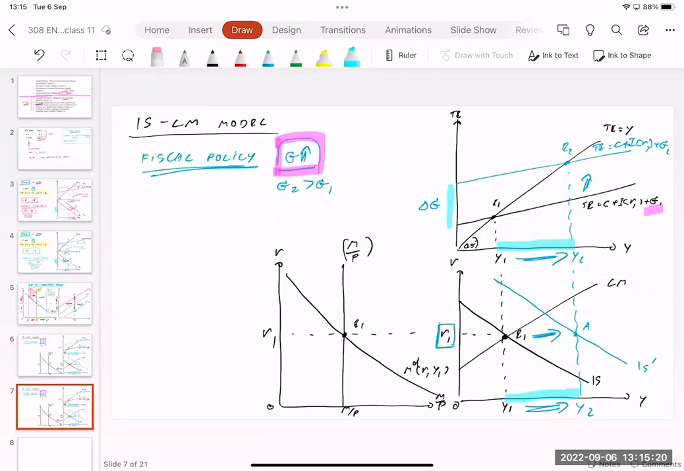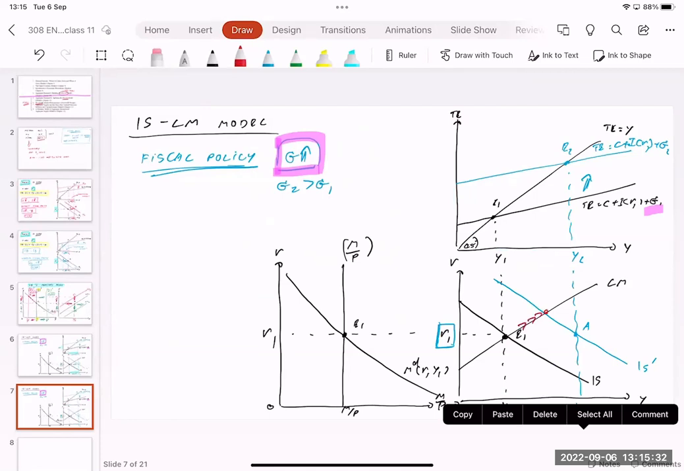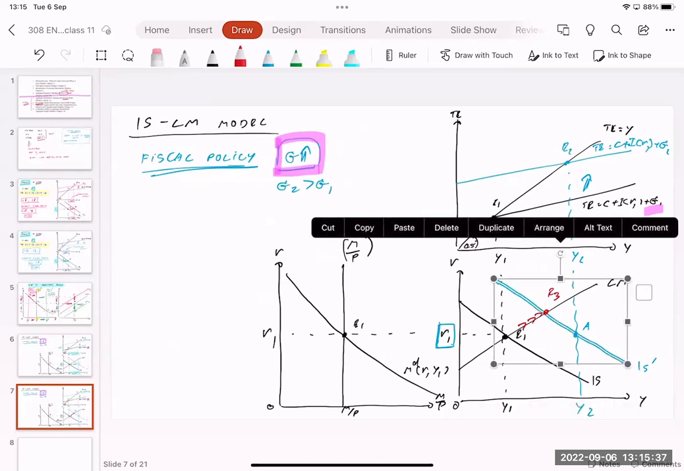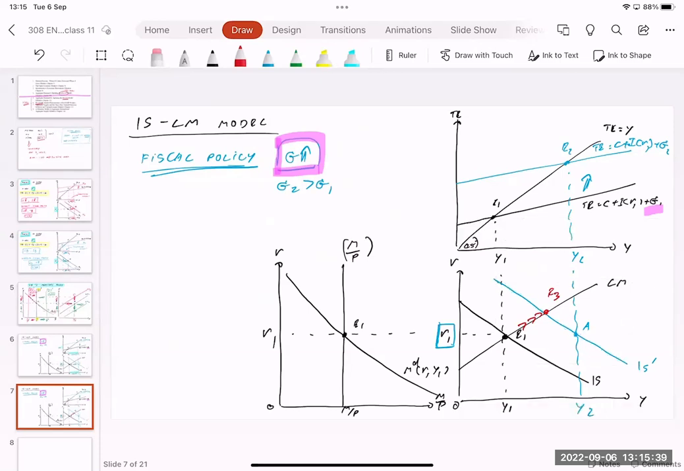So I'm going to delete this one. What it should be is that the new equilibrium point moves up from E1 to E3. I use a red color now. The new equilibrium point is not point A because point A is on the IS curve only, not on the LM curve. The new equilibrium point should be where the IS curve intersects with the LM curve, which is E3, in red.